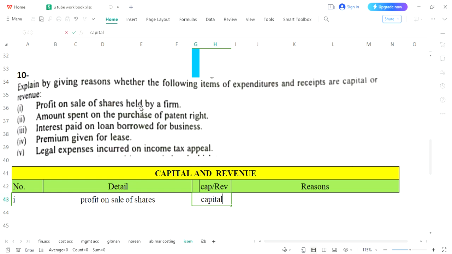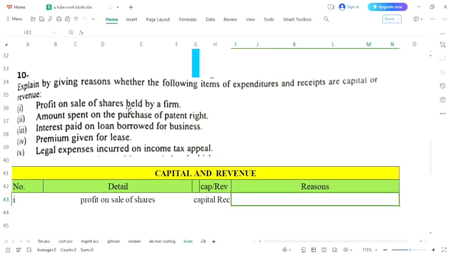But secondly, please note we have received profit. So you may call it a capital receipt as you have received. But the reason would be applied as we usually apply upon capital. Hopefully you understood. Once again I'm telling you, shares held by firm. It means it was an investment. So you have a better idea.